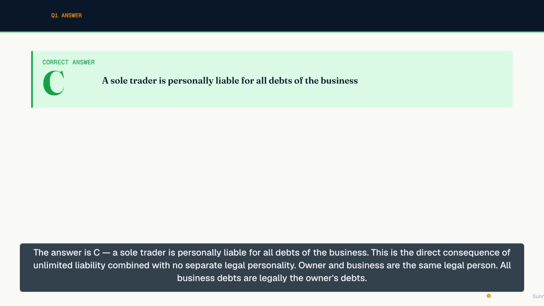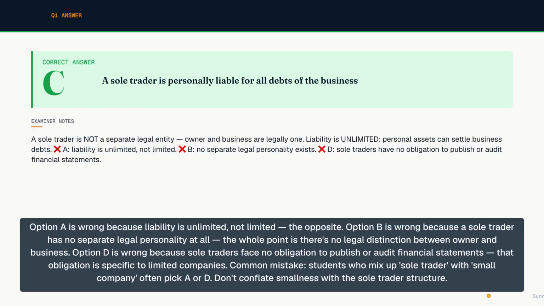The answer is C. A sole trader is personally liable for all debts of the business. This is the direct consequence of unlimited liability combined with no separate legal personality. Owner and business are the same legal person. All business debts are legally the owner's debts. Option A is wrong because liability is unlimited, not limited, the opposite. Option B is wrong because a sole trader has no separate legal personality at all. The whole point is there's no legal distinction between owner and business.